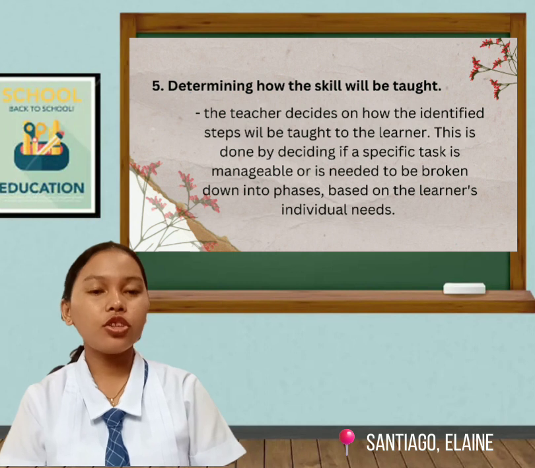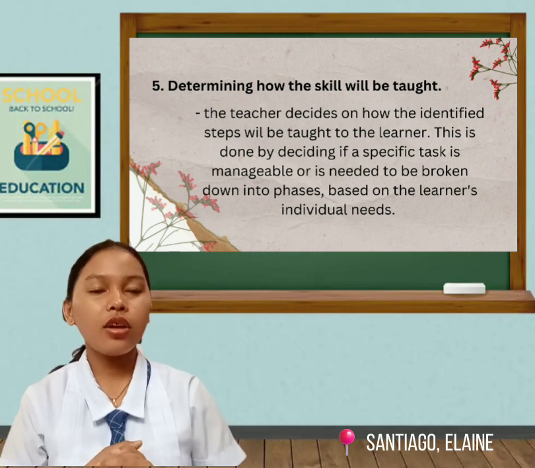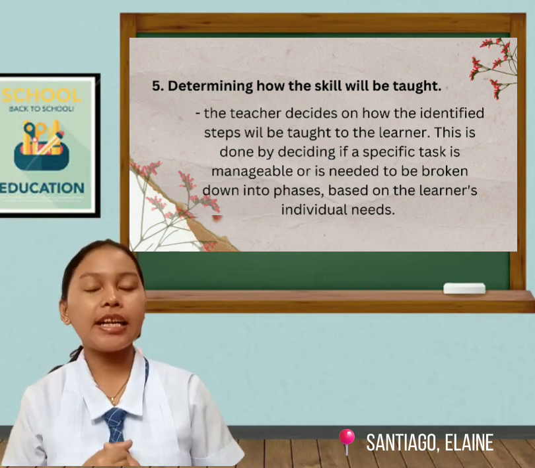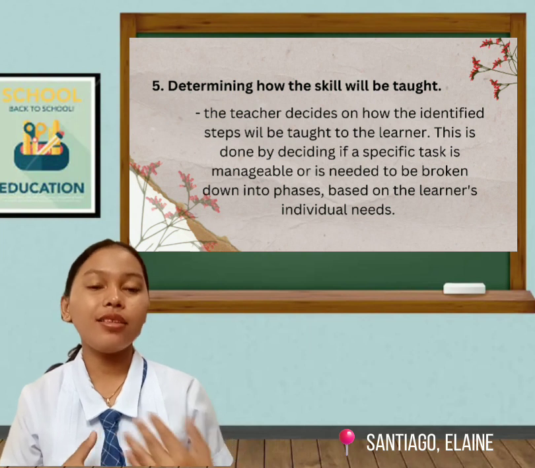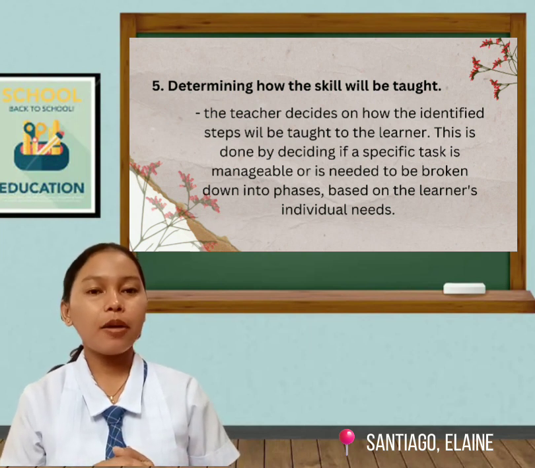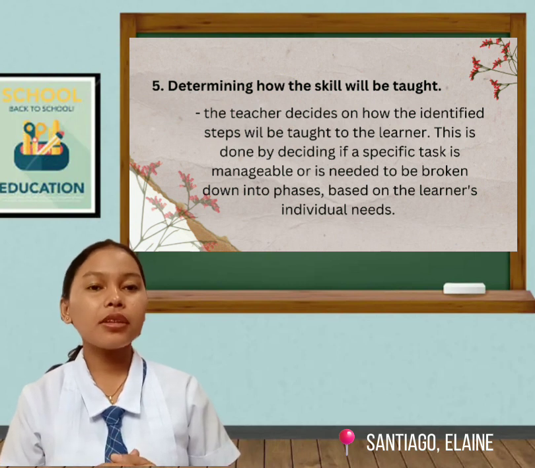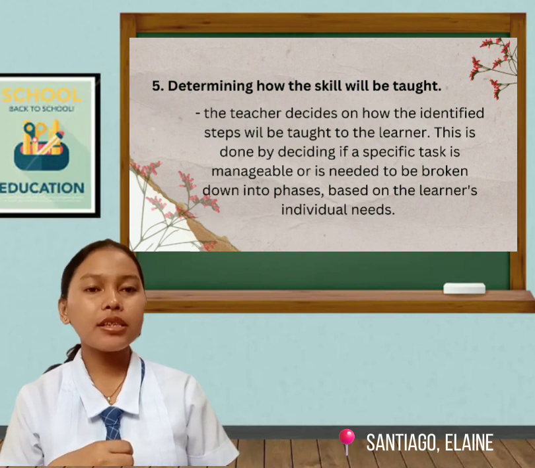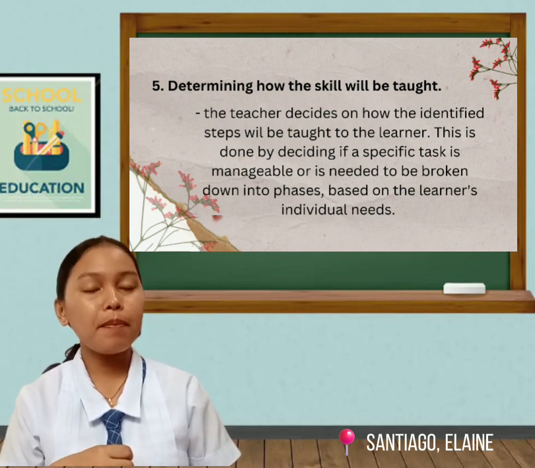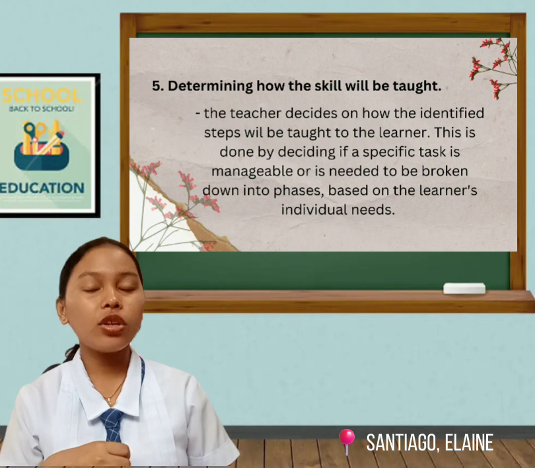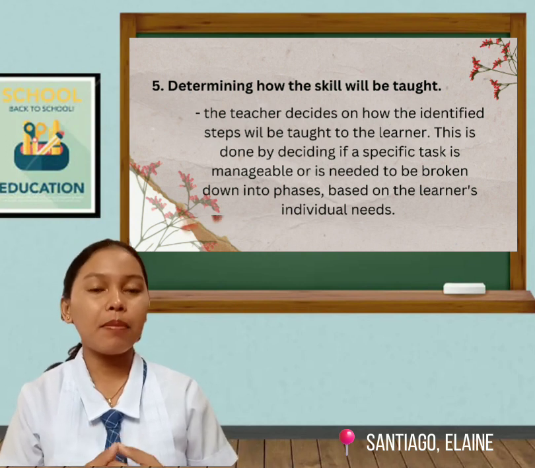Number 5, determining how the skill will be taught. So, dito yung teacher yung magde-decide kung ano yung strategy or format na gagawin niya para mas madaling makaintindi yung students niya. Kasi hindi naman lingid sa kaalaman natin na meron talagang fast learner and slow learner. Of course, mas kailangan pagtuunan ng pansin ng mga guro yung mga slow learner kasi mas kailangan nila ng paggabay kasi nahihirapan sila sa pag-intindi.